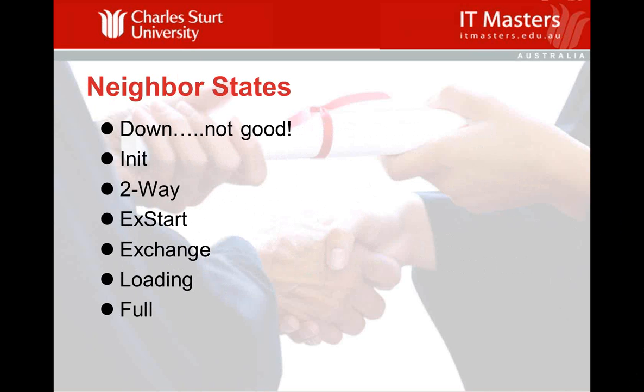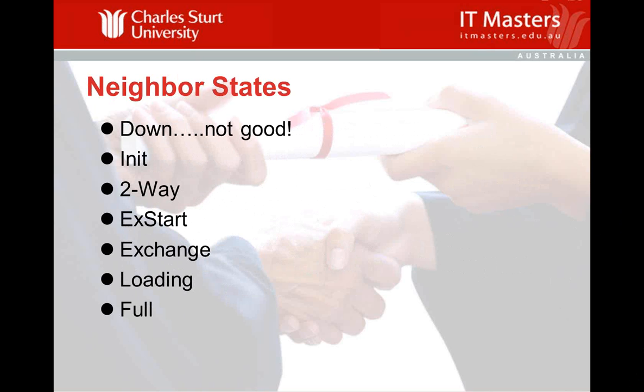The ExStart state means exchange start. That means the routers are preparing to share their link state information to start building their topology table. The exchange state indicates that the routers are exchanging information, so they're in the process of building their topology table. And routers will examine those exchange packets from each neighbor to determine if it has any information that it needs to know about.